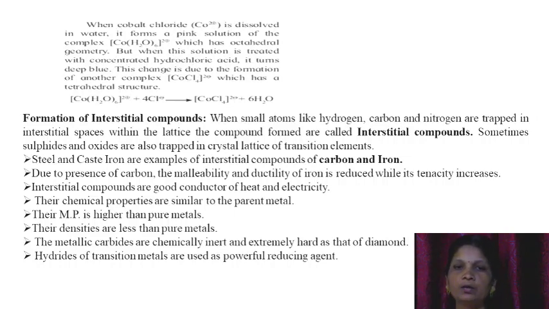Due to the presence of carbon, the malleability and ductility of iron is reduced, while its tenacity increases. Interstitial compounds are good conductors of heat and electricity. Their chemical properties are similar to the parent metal. Their melting point is higher than the pure metal. Their densities are less than the pure metal. Their metallic carbides are chemically inert and extremely hard, like diamond. Hydrides of transition metals are used as powerful reducing agents. So this is about the formation of interstitial compounds, which is asked for 2 marks in the board exam.